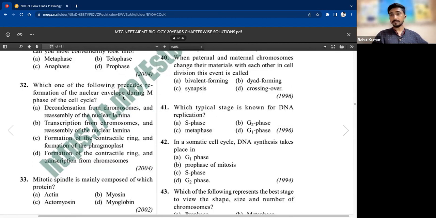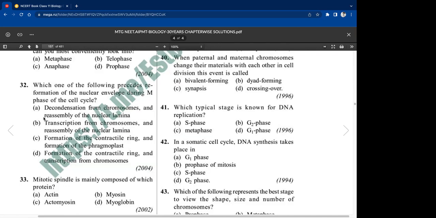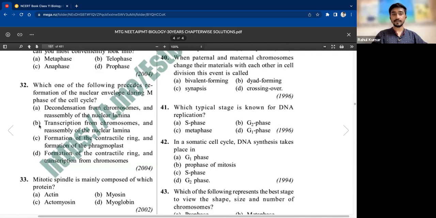Just before the nuclear envelope is reformed, the cell starts contracting to do cytokinesis, right? Yes or no? Other options don't make much sense because they are happening after it or very much before it. Decondensation of chromosomes happens almost at the same time when the nuclear envelope is reforming during telophase. Decondensation means they again become invisible. Their identity is lost. I made you write that one sentence, right?